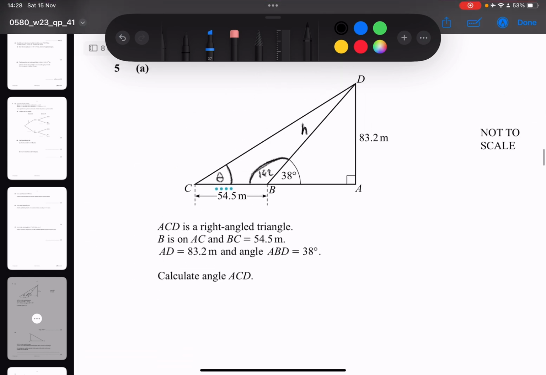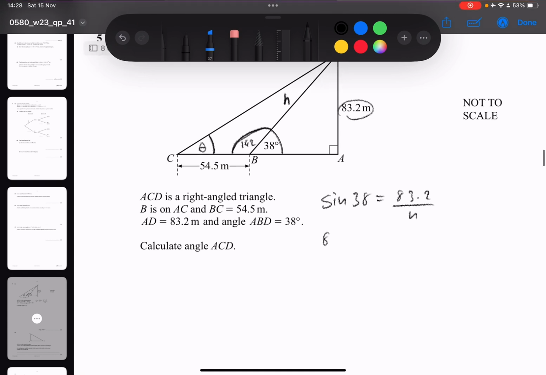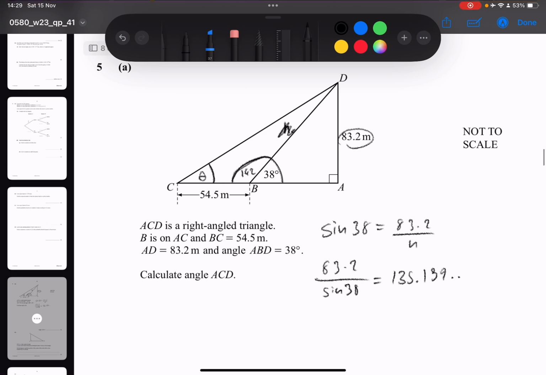Let's get this hypotenuse H. We've got the angle 38 degrees, we've got the opposite, we've got the hypotenuse, so we can use sine in order to find that. What we then know is that the sine of 38 is equal to 83.2 divided by that hypotenuse. Rearranging, we get H equals 83.2 divided by sine 38. Just stick that into a calculator, and we get 135.139, etc. So we know this distance on this triangle.